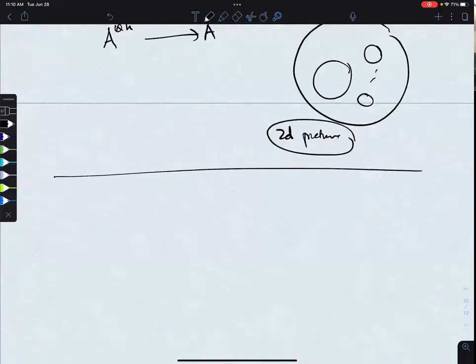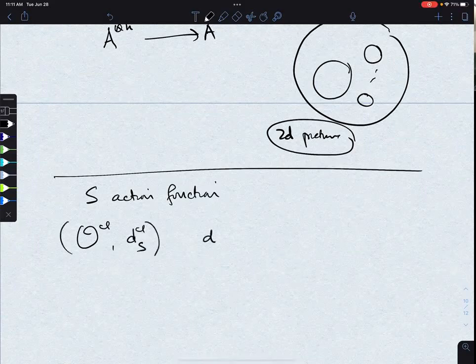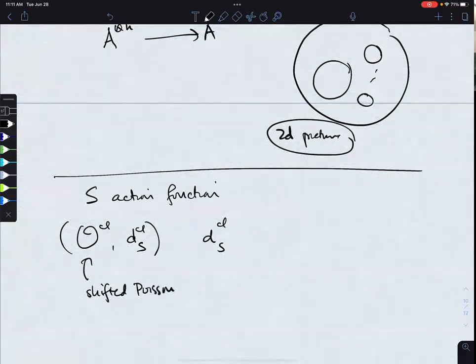So we have S as an action functional. We have some chain complex, let me call it O classical. And it has a differential, I'll call it d sub S classical. And it happens to be shifted Poisson via a thing called the anti-bracket. I didn't pick the names, so.